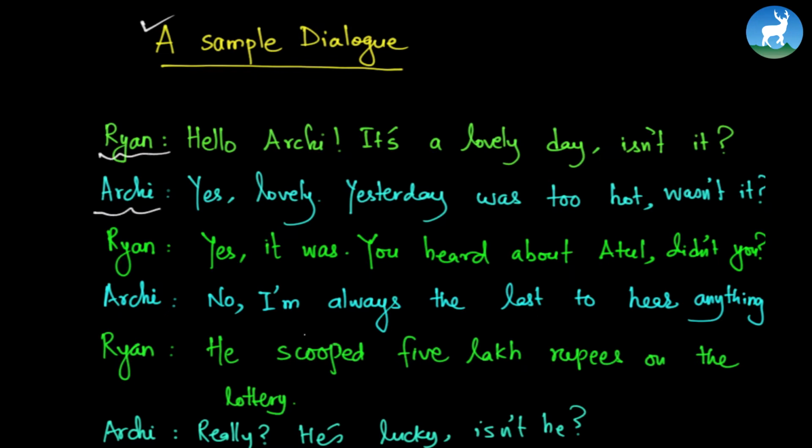Ryan says, "Hello Archie, it's a lovely day, isn't it?" Archie replies, "Yes, lovely. Yesterday was too hot, wasn't it?" So we have isn't it, wasn't it. Ryan: "Yes, it was. You heard about Atul, didn't you?" Archie: "No, I'm always the last to hear anything. He scooped 5 lakh rupees on the lottery." "Really? He's lucky, isn't he?"